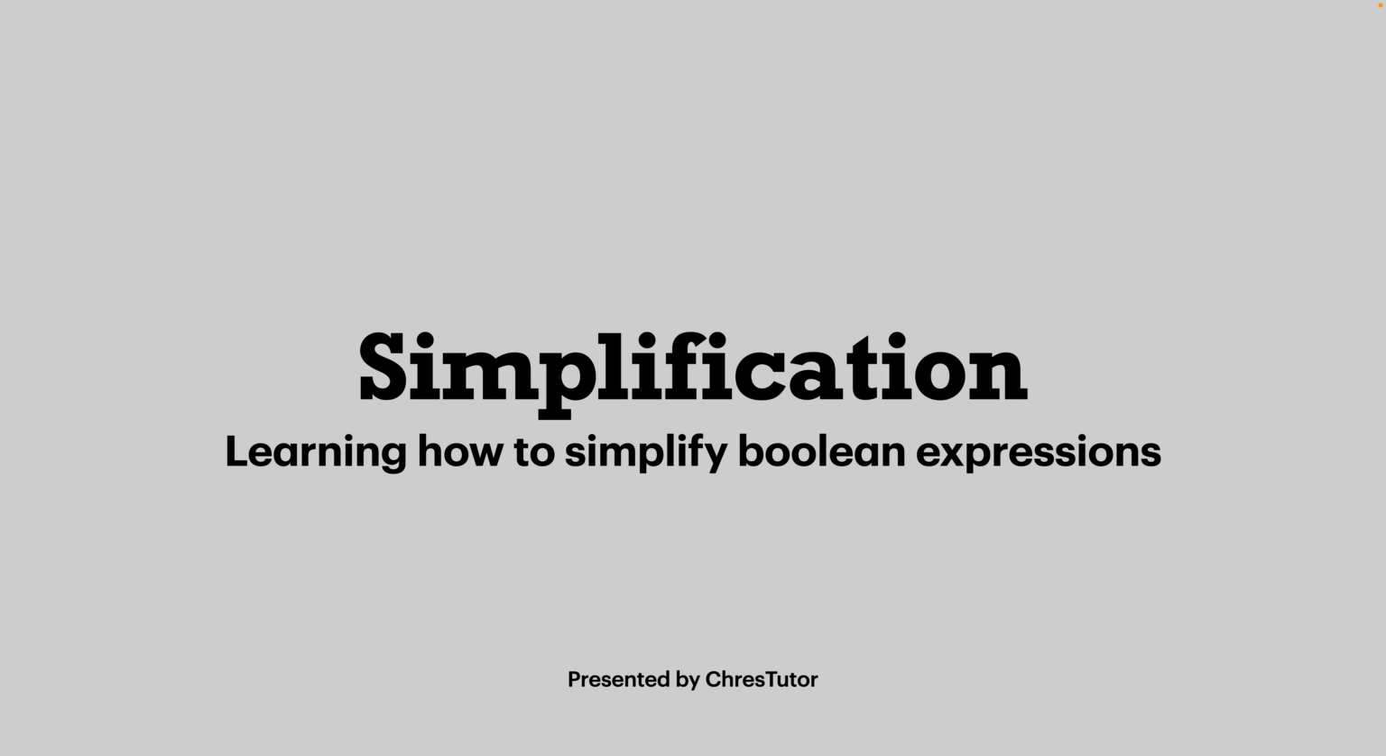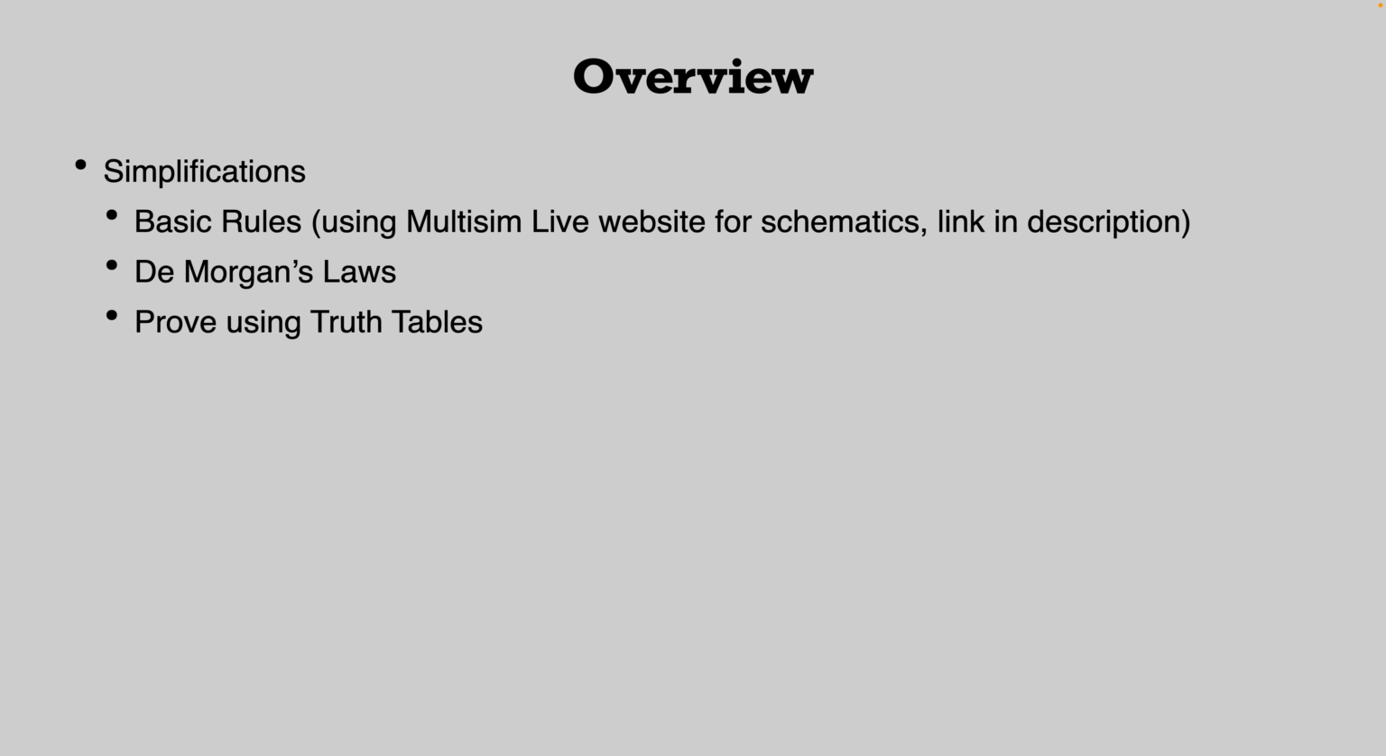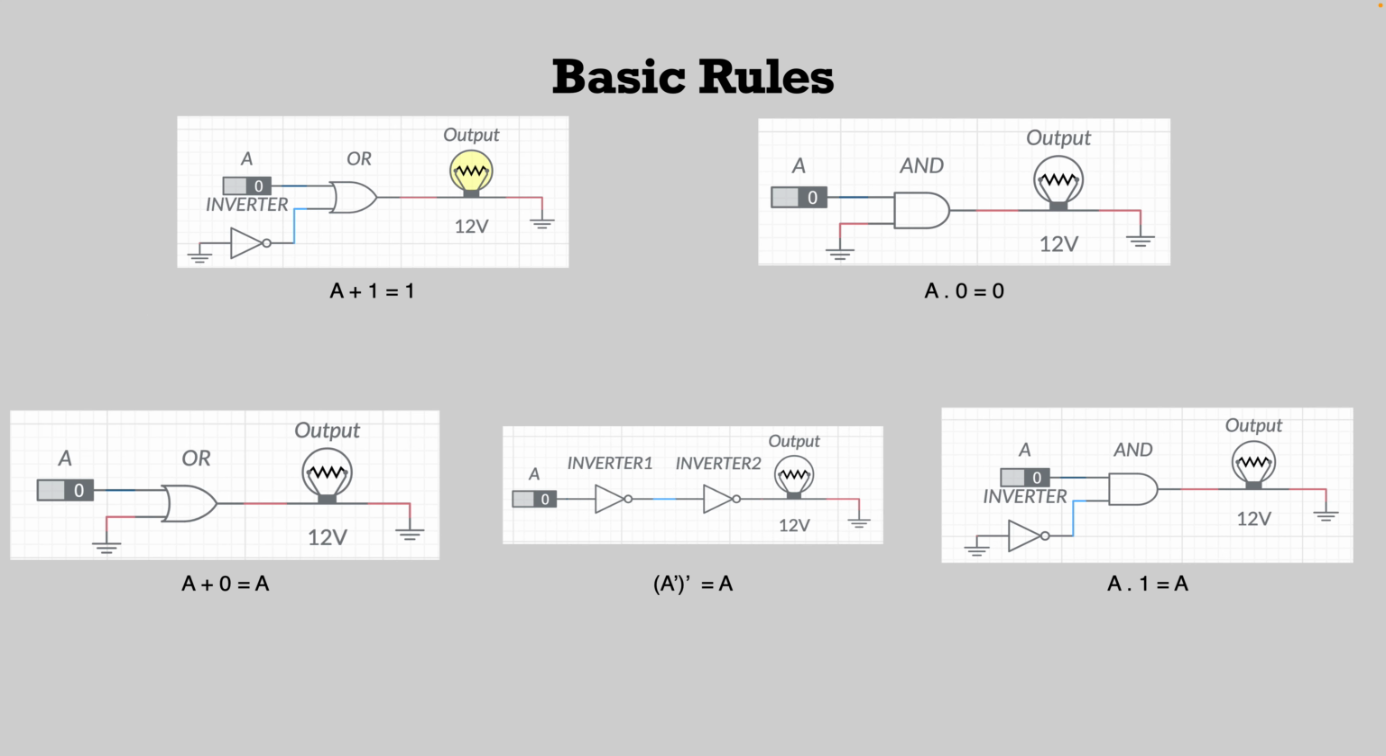Alright, so today's video is about simplifying Boolean expressions. So let's get started. We'll talk first about the basic rules. We'll be using the Multisim Live website for schematics, and there'll be a link to that in the description. And then I'll also talk about De Morgan's laws, and along the way, for some of the more complex ones, we'll have truth tables to prove them.